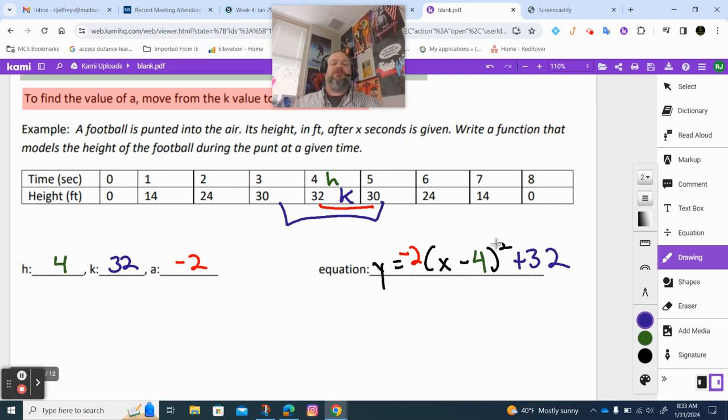Notice, did I even read the word part? No. Honestly, we can do this without reading the words. We could care less if a football is punted in the air. This doesn't matter. We don't need to know the situation. You know how you have those friends that love to tell you all the details, and they tell you too many details that you don't know what they're talking about? That's what word problems are.